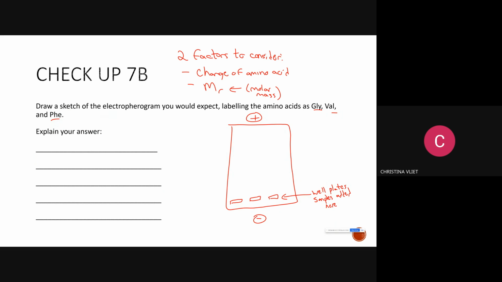And so look again at glycine, valine, and phenylalanine. Which one would move the farthest towards the positive plate? Glycine. So the way that you would get awarded the marks is basically by putting glycine the farthest towards the plate. Which one would be the shortest movement, the smallest movement out of the three? Glycine, valine, or phenylalanine? These three.